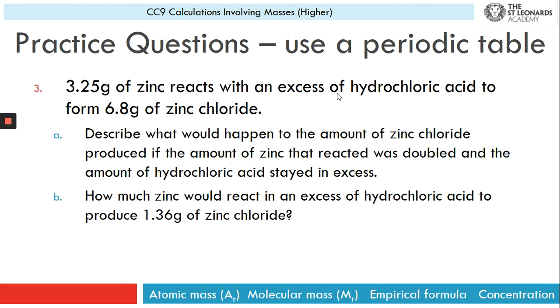Okay, next question. So you're going to start doing some calculations in this one. We've got 3.25 grams of zinc, and that reacts with an excess of hydrochloric acid to form 6.8 grams of zinc chloride. A, describe what would happen to the amount of zinc chloride produced if the amount of zinc that reacted was doubled and the amount of hydrochloric acid stayed in excess. And B, how much zinc would react in an excess of hydrochloric acid to produce 1.36 grams of zinc chloride? Okay, again, pause this screen if you need to and see if you can work out those answers.